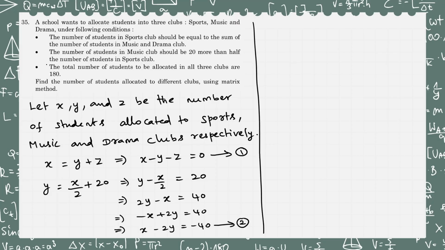Now imposing our third condition on the variables. The total number of students to be allocated in all the 3 clubs, I mean x, y, z, all their total should be 180. So x plus y plus z is equal to 180.